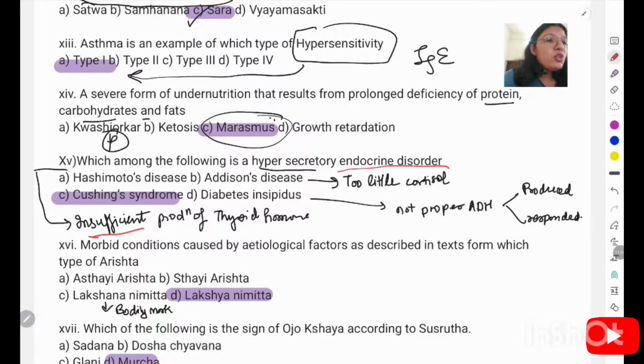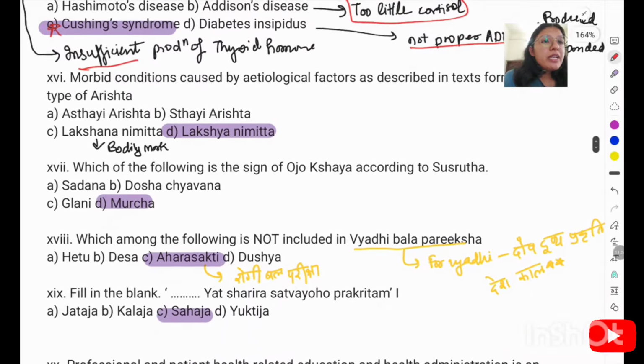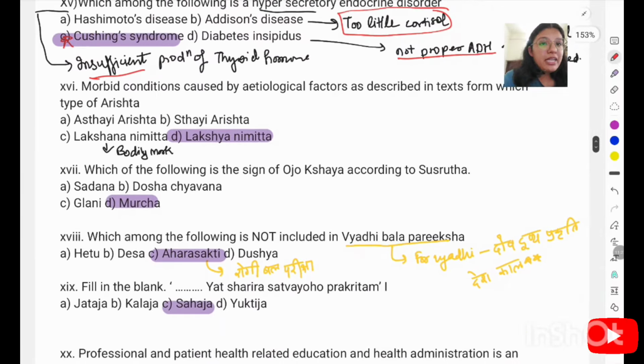In addition, there is too little cortisol, and in insipidus, what is happening, your ADH is not properly produced or responded to. But in Cushing's syndrome, what is happening, there is a high cortisol level, so right answer will be the C option. Morbid condition caused by the etiological factor as described in the text is known as lakshya nimitta, and there are 3 types of this dushti: lakshya nimitta, then lakshana nimitta and nimitta anurupam. Lakshana is basically due to some body mark that is generally from past deeds, and lakshya is etiology related, so right answer will be the D option.